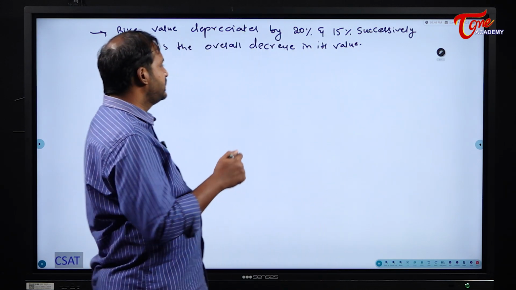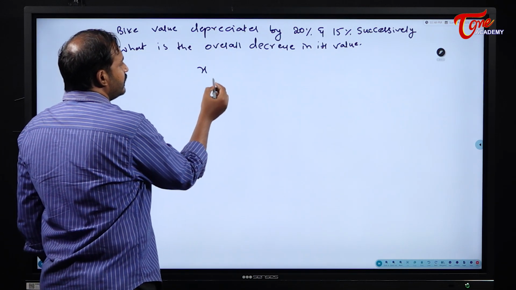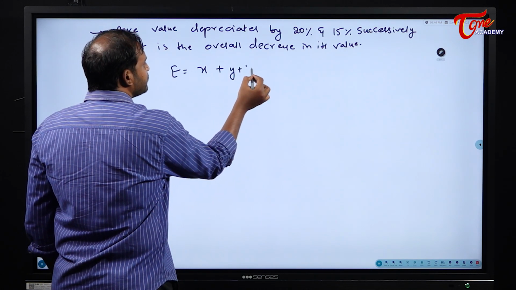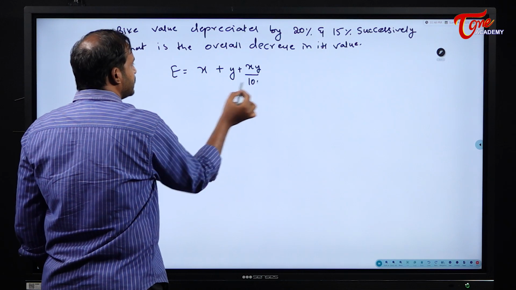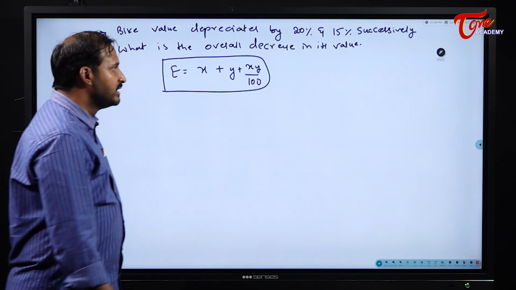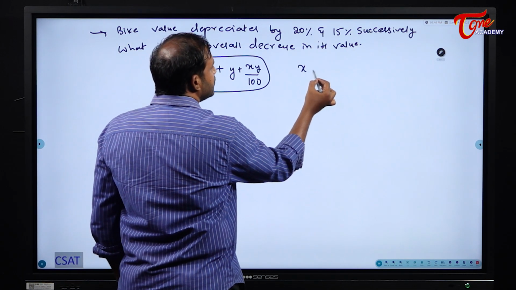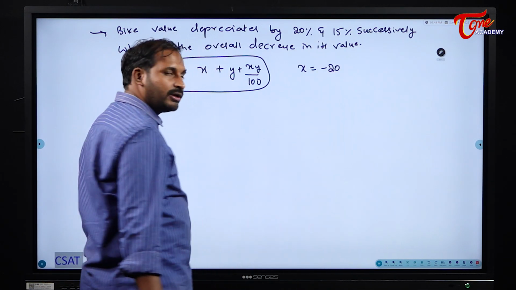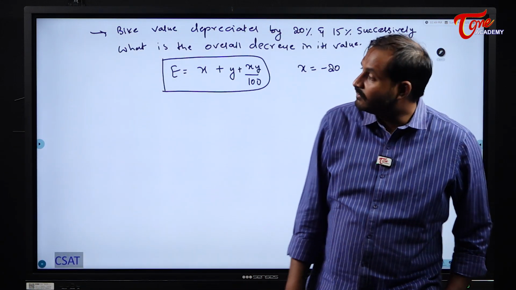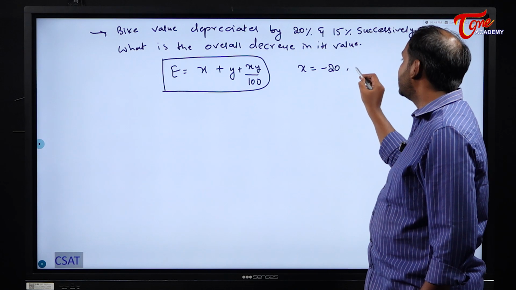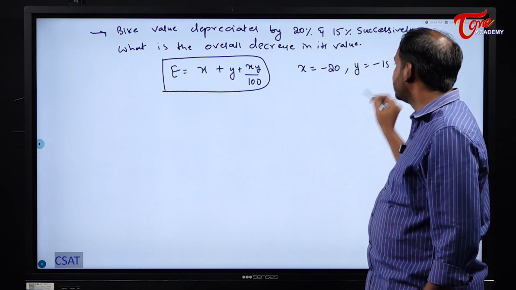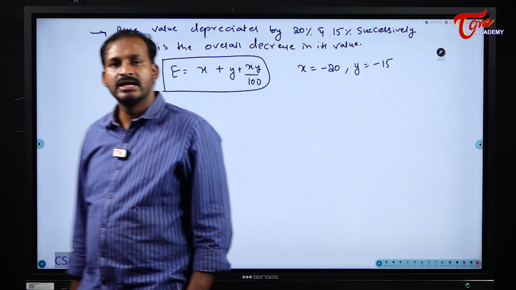We will see it. For example, we know the effective percentage formula: x plus y plus xy by 100. This is the standard formula, students. Based on the situations, we will change the signs. That is secondary. So now what is the x value in this case? Minus 20. I told you already, if the value decreases, depreciates or falls, we will take it as negative. Similarly, the second time it is also decreased, so the same minus 15. So x is minus 20, y is minus 15.